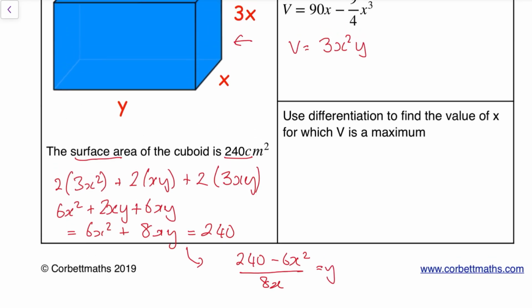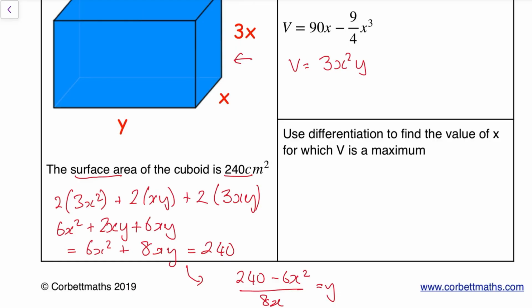And I'm going to take the equation for y that I've got from the surface area and put it into my volume, which is going to be 3x squared. It's going to be really messy to start with, times 240 minus 6x squared all over 8x. Let's write it slightly neater. Now, look at what I need to get to. I need to show convincingly that's what I'm doing.